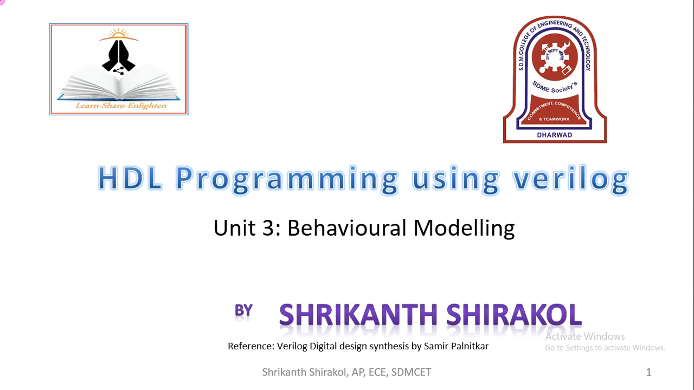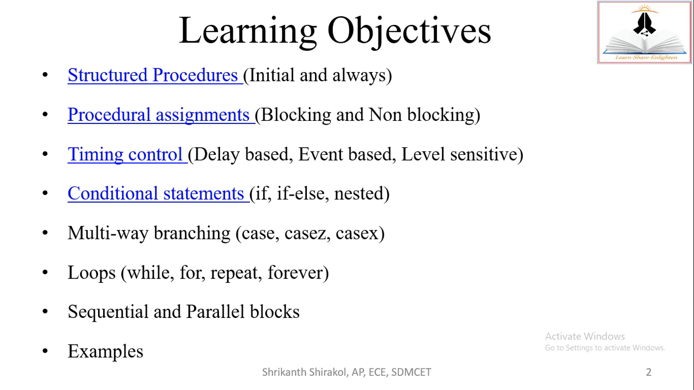The chapter title is Behavioral Style of Modeling. The objectives, or the things that we are learning in this section, are structured procedures, that is initial and always block; procedural assignments, blocking and non-blocking; timing controls, where we have delay based, event based and level sensitive controls; conditional assignments, where you have if else, nested if, multi-way branching, case statements; loops; sequential and parallel blocks; and examples. In examples, we'll be having a traffic light controller as one of the case studies. In this class, we are concentrating on these two things.